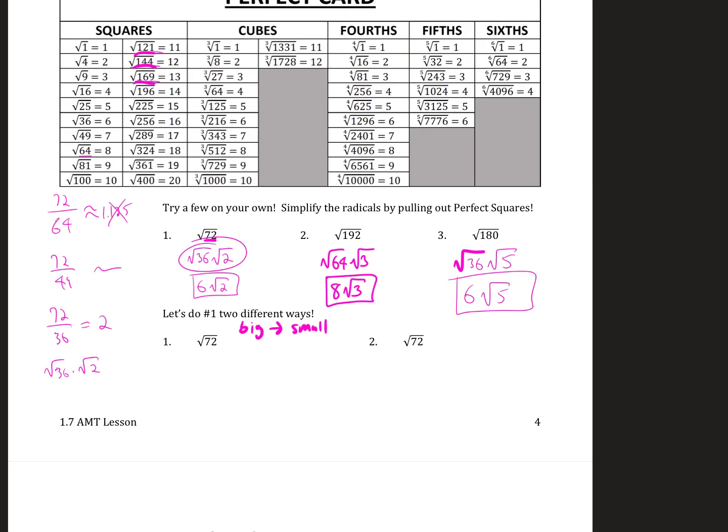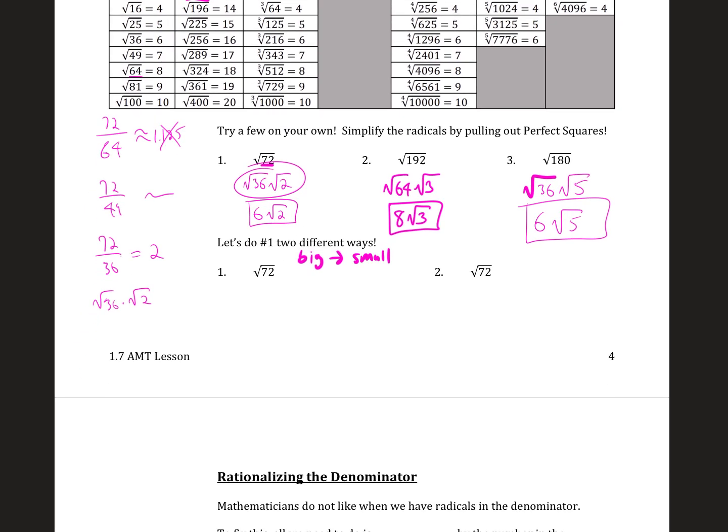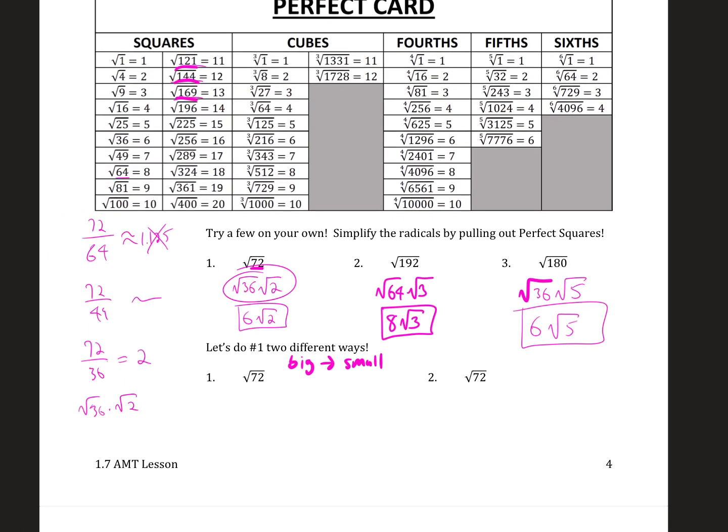Nice. All right, so that's called the big to small method, where you start high, underneath what's under the radical, and work your way down. The small to big method is going the opposite direction. So instead of the big to small method over here, what we can also do is take 72 and work our way this way and go up, right?